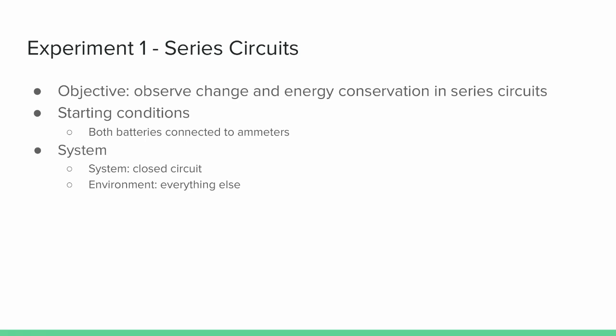The first experiment's objective is to observe change in energy conservation in series circuits. The starting conditions are that both batteries are connected to the ammeters by the alligator clips. The system of the experiment is the closed circuit, while the environment is everything else.